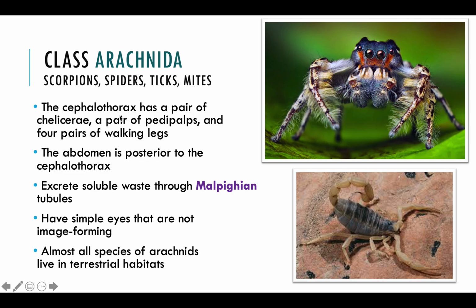So this class Arachnida also, the cephalothorax has a pair of chelicerae, like we said. The abdomen is posterior to the cephalothorax. They excrete their waste using Malpighian tubules. Okay, you should know that. They have simple eyes that are not image forming, and almost all the species of arachnids live in terrestrial habitats. So under class Arachnida, we have scorpions, spiders, ticks, and mites.